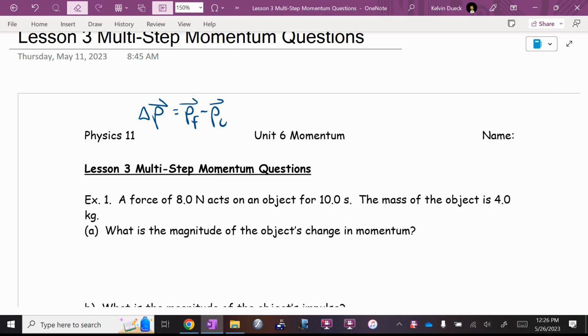I didn't blatantly put that on your formula sheet. I kind of did, because what does it say in the very top left on the front page? What's change in anything? Final minus initial.